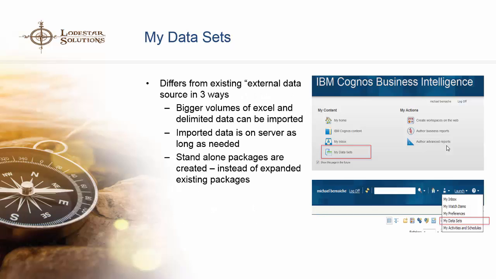Another new feature is called My Datasets. Some of you may have used the import external data feature in previous versions of Cognos. What that was is you could import certain things and map them to your existing package and use that as a data source. So in this new feature, it allows you to create and share your own data without any IT involvement. This differs from the old feature in 3 ways. Bigger volumes of data can be imported. The data stays on the server as long as needed. And 3, a standalone package is created instead of expanding the existing package.